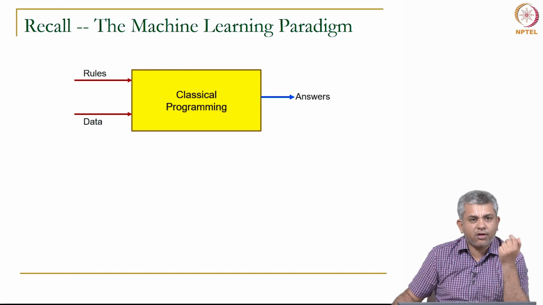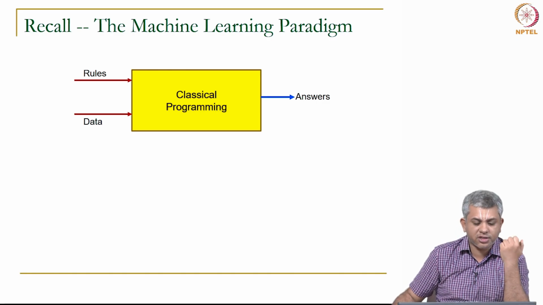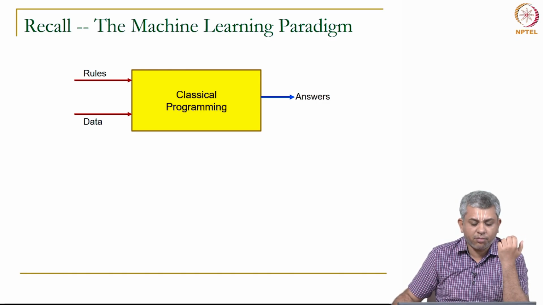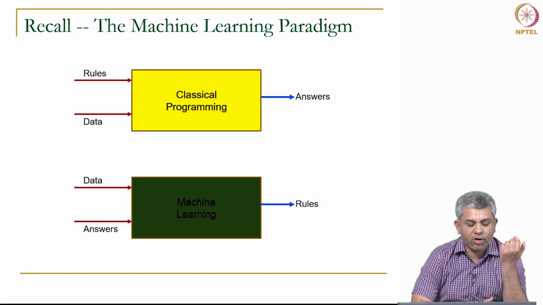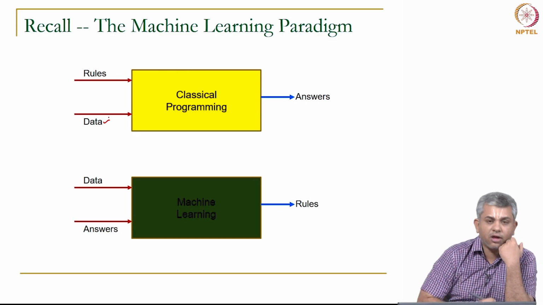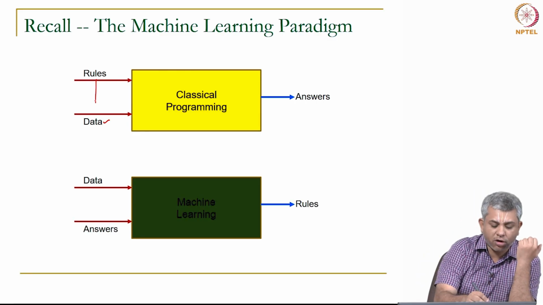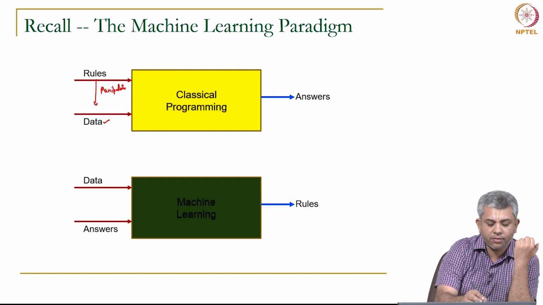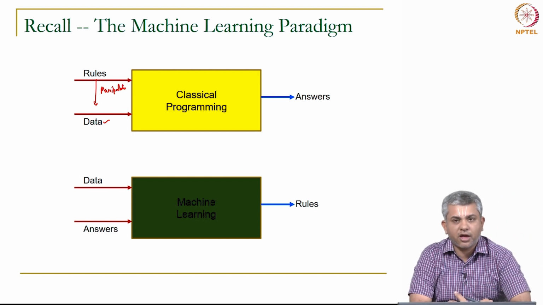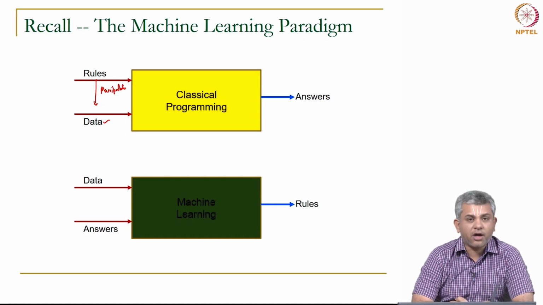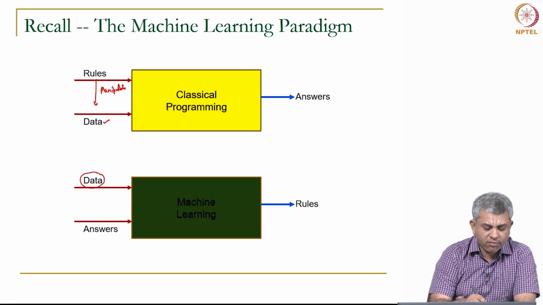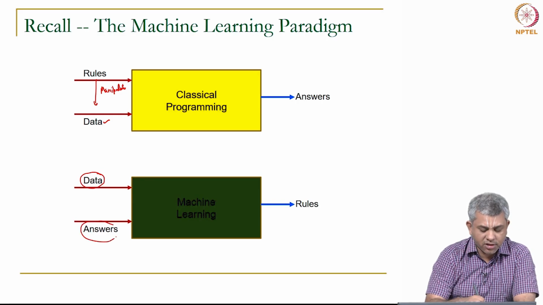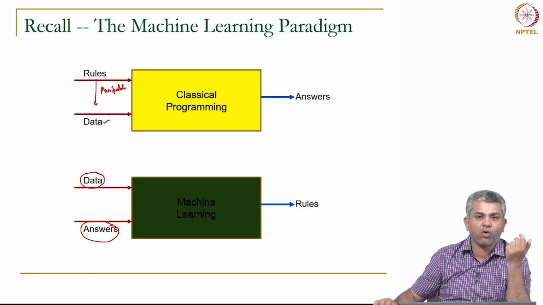Recall we had looked at this in week 1 itself. The standard machine learning paradigm is different from what happens in classical programming. In classical programming you give some data and you give the rules for manipulating the data, and that gives you the final answer that you require. On the other hand, in machine learning we give the input data and the final answers that are required, and you are supposed to figure out what the rules are.